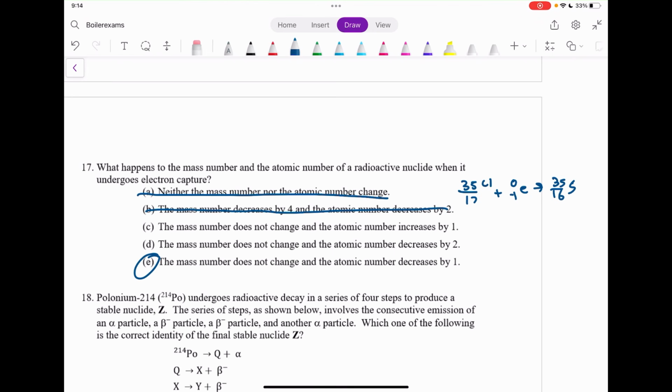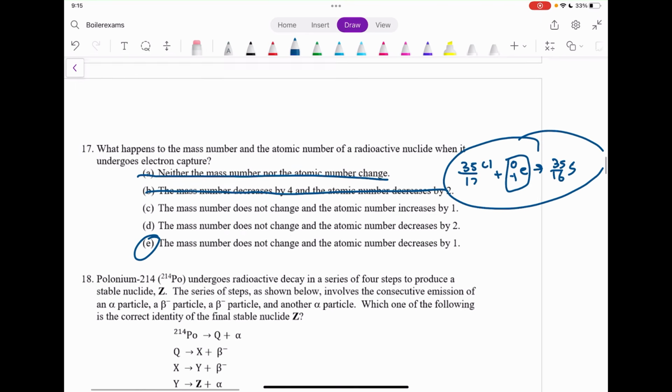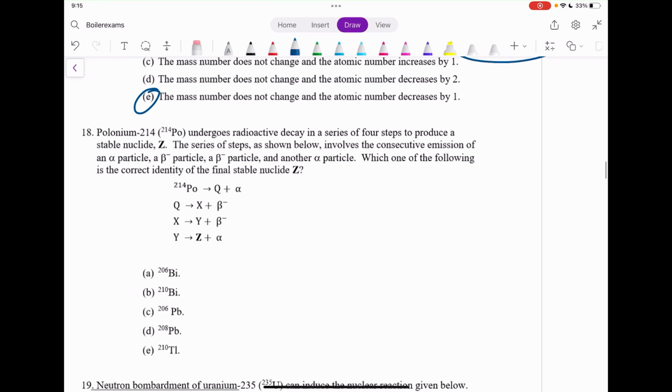So I just set up a quick example here. I think illustrating some of the nuclear reactions can be helpful. If you just know what an electron is, you can do an example and figure it out pretty easily. So perhaps when you find problems, do a quick example.